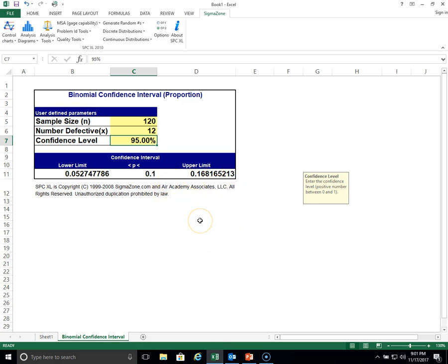So we are 95% confident of what? That the true but unknown population proportion of vouchers that are being processed defective is somewhere between 5.27% and 16.8%. We do not know if it's closer to 16.8% or 5.27%, but what we are 95% confident of is that the true proportion is somewhere between those two numbers.